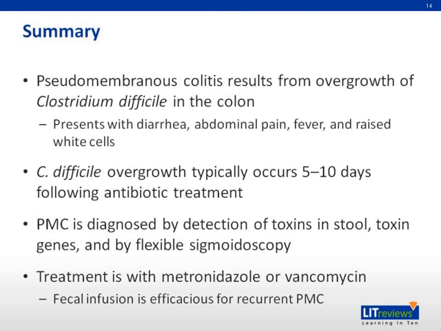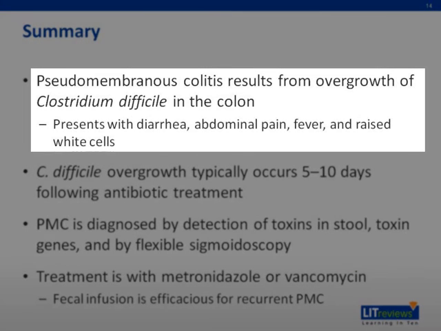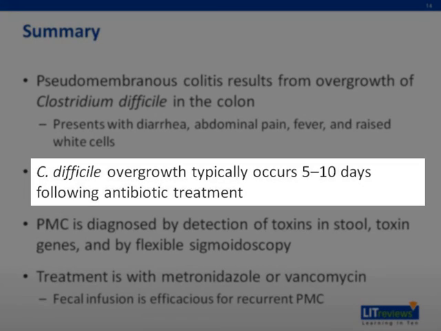So in summary, we can see that pseudomembranous colitis is essentially an overgrowth of Clostridium difficile in the colon. And these patients present with diarrhea, abdominal pain, fever, and typically a raised total white cell count. Typically it occurs shortly after receiving antibiotics, about 5 to 10 days after treatment.